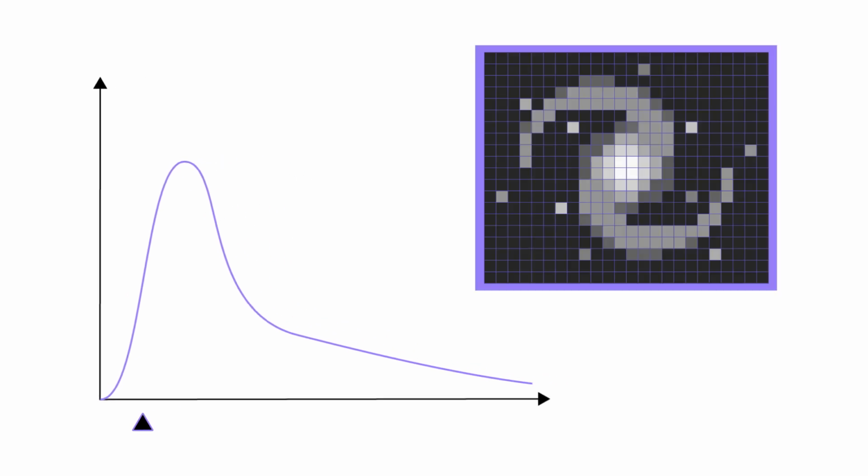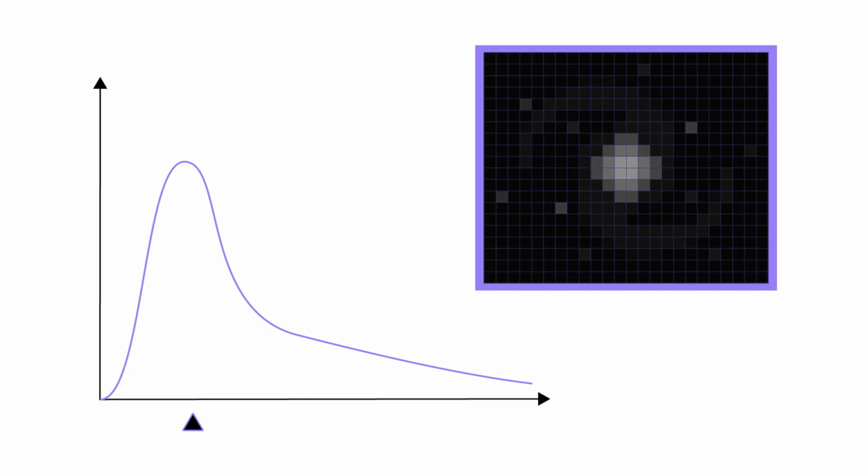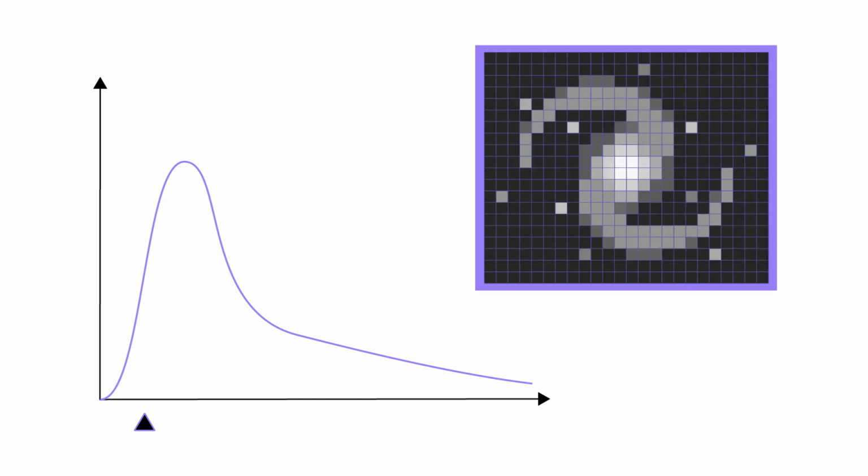If we set the black triangle too low, the image becomes very gray and washed out. If we set the black triangle too high, the image becomes too dark and we can no longer see the dim parts of the image. Usually, it's best to leave the black triangle somewhere on the left-hand side of the histogram.